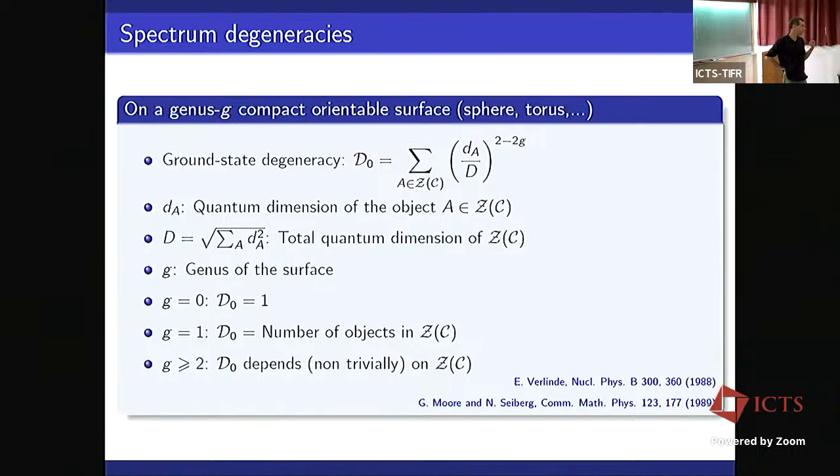So as I told you at the very beginning, one of the important features of topologically ordered systems is that the ground state degeneracy depends on the topology of the system, and that's exactly what you can see. You can see exactly the dependence here.